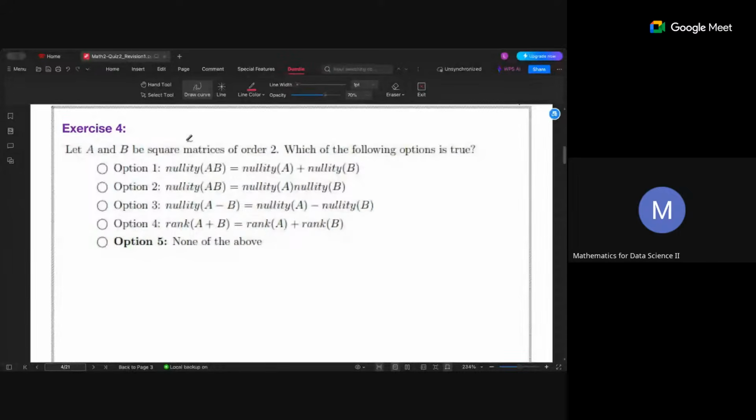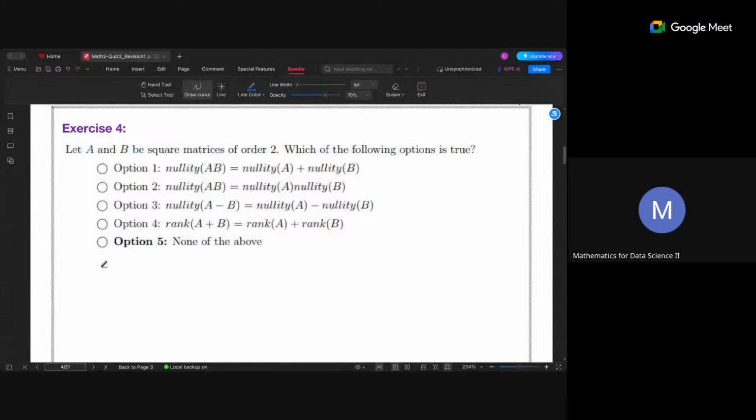What do you think about option 1? False. Okay, so you are saying everything is false. If everything is false, how do you know that? Since the order remains the same, 2 cross 2. In this case, you just have to establish some counter examples. That is the usual way we do, right? Usually for making counter examples, we take matrices with ones and zeros, because that is where we get easier examples.